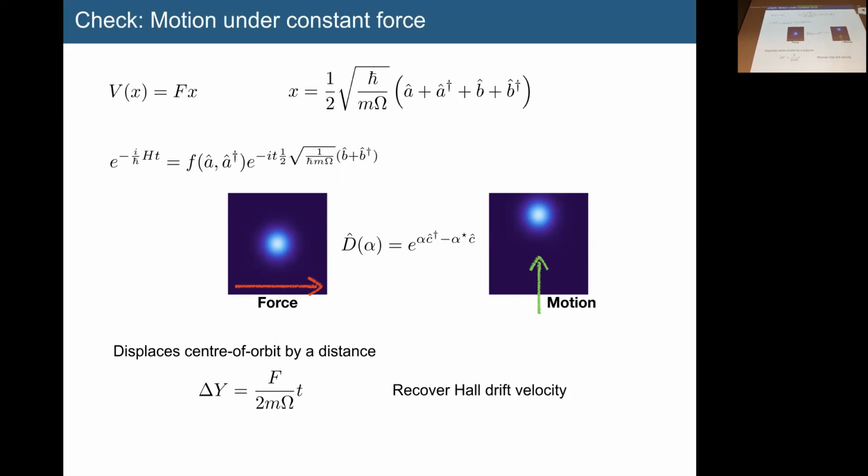Now, x is a terrible variable to try and use in a rotating frame, so I should really rewrite this potential in terms of these a and these b operators, which I've just introduced. Once I have my potential, I can now write down my time evolution operator by exponentiating the Hamiltonian of the system. And what you find is some term containing a load of a's and a daggers.